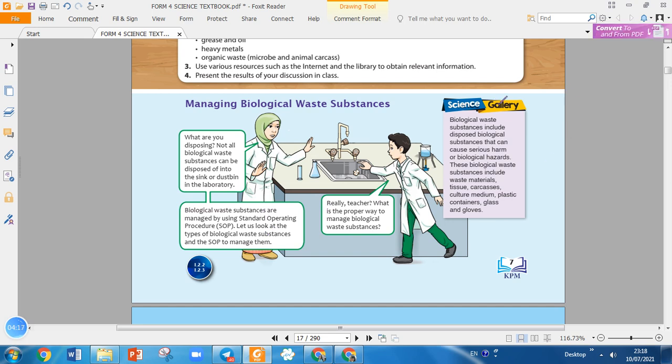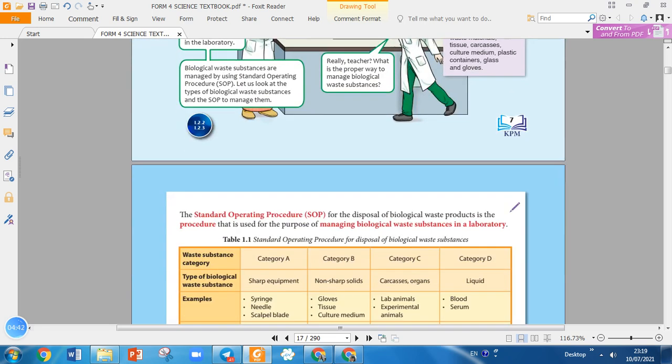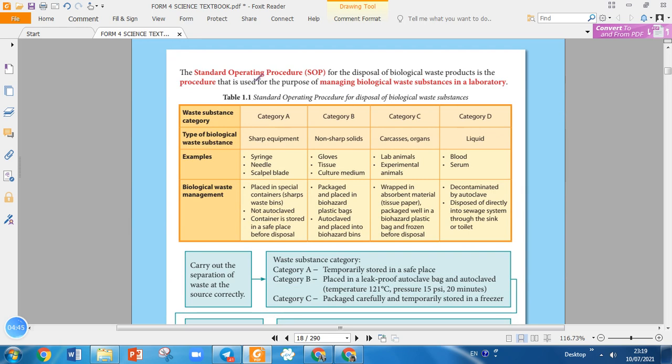Let's have a look at the science gallery before we proceed to the next page. Biological waste substances include disposed biological substances that can cause serious harm or biological hazards. These include waste materials, tissue, carcasses, culture medium, plastic containers, glass, and gloves. We continue with the SOP. The Standard Operating Procedure (SOP) for the disposal of biological waste products is the procedure used for the purpose of managing biological waste substances in a laboratory.